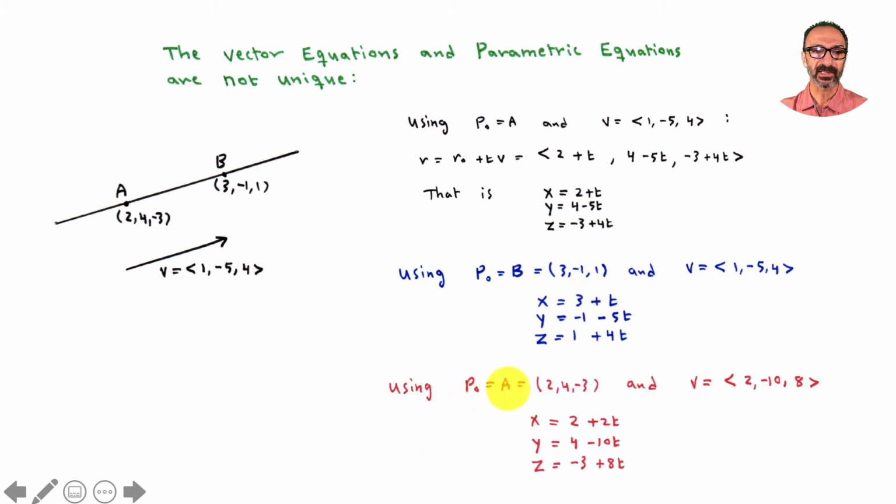Using P sub 0 as A and using a vector that is twice the length of this, it's not going to make a difference. Earlier, if you multiply by 20, now you only need to multiply by 10 because the vector you use is longer. So 2, 4, negative 3, plus t times 2, t times negative 10, t times 8. Looks different than 1, negative 5, and 4, but it's the same thing. The scalar will be required differently to reach the same points that you want. I thought it's interesting to know. So that's why I have it quick, and what took maybe 2 minutes to show.